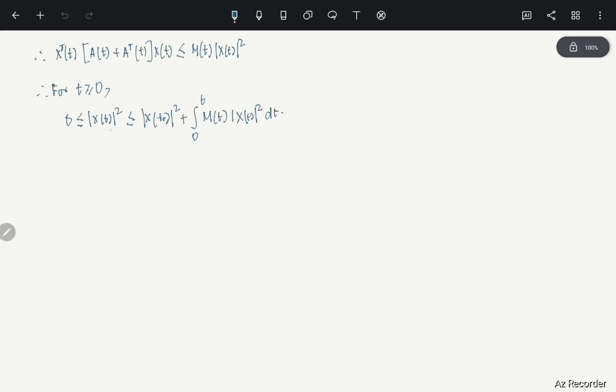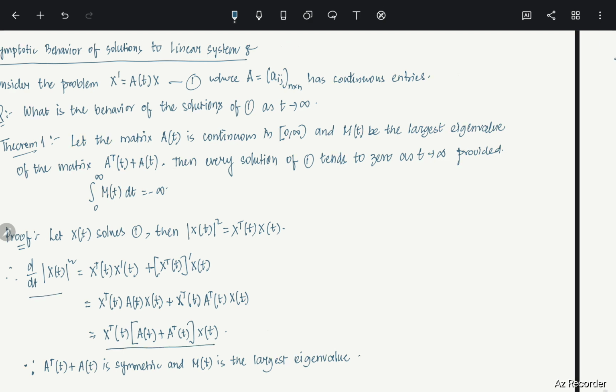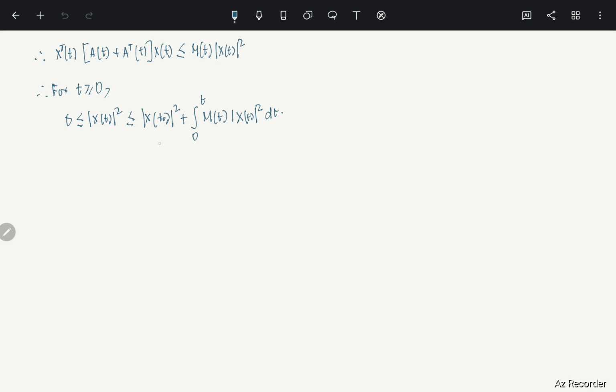I am just writing d/dt of the norm of x(t) squared as this, right? So I will just write it as an integral. If you take the integral on both sides, then the norm of x(t) squared minus the norm of x(t naught) squared is dominated by the integral from 0 to t of m(t) times the norm of x(t) squared dt, right? I will just take the derivative on both sides. The derivative of this is that, then I will use the fundamental theorem of calculus.